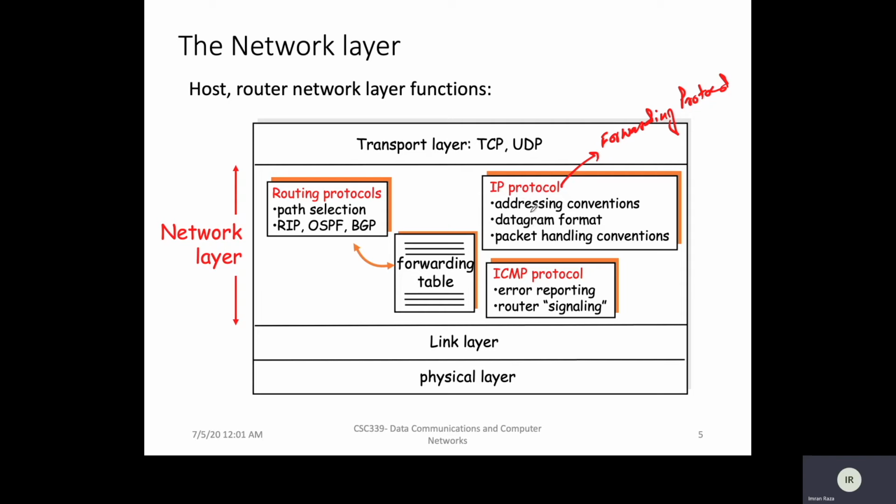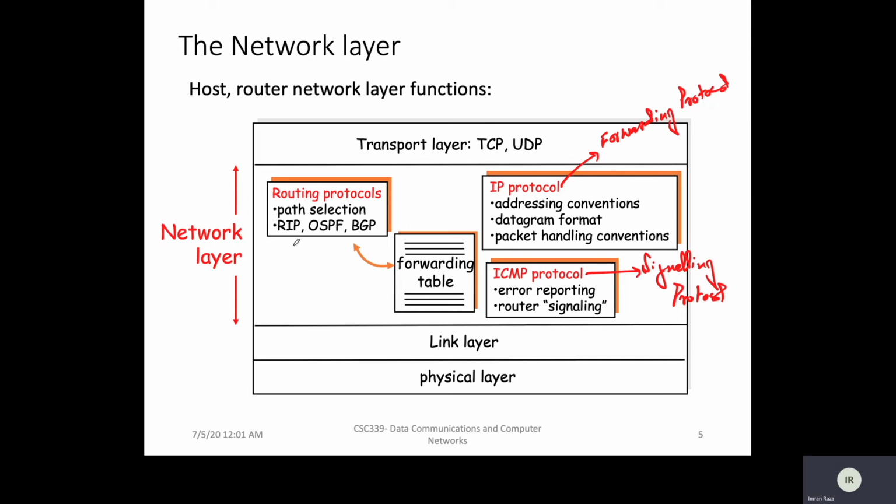And while discussing this forwarding protocol, we'll also be discussing its datagram format and how the packets are handled. What are the different handling conventions? Then the network layer also provides us a signaling protocol known as ICMP, Internet Control Message Protocol. By the way, this Internet Control Message Protocol is called a signaling protocol. It's a signaling protocol that is used to report errors. And then we have different types of routing protocols at the network layer to forward data from one machine to the other machine.